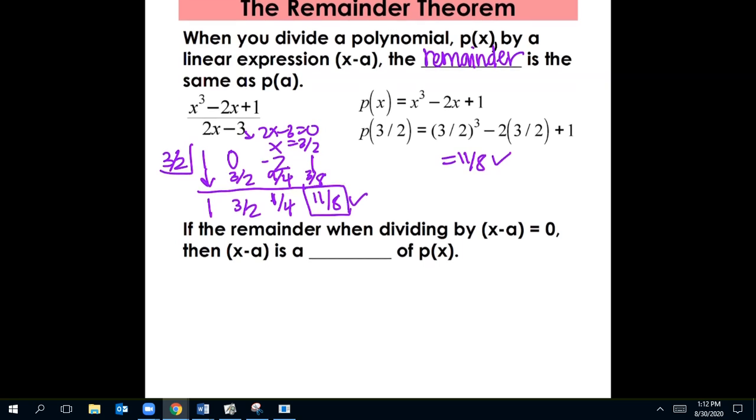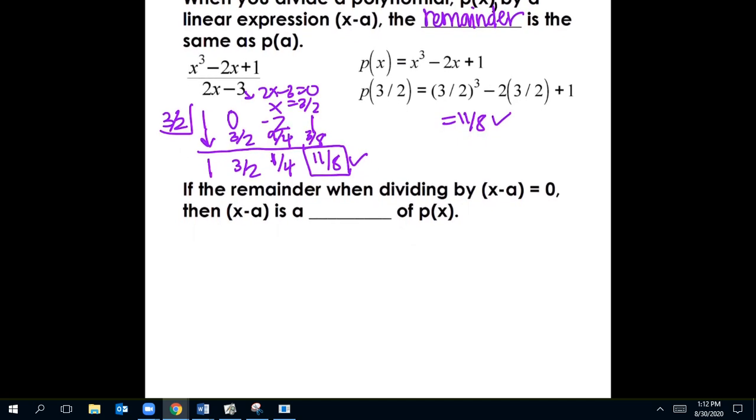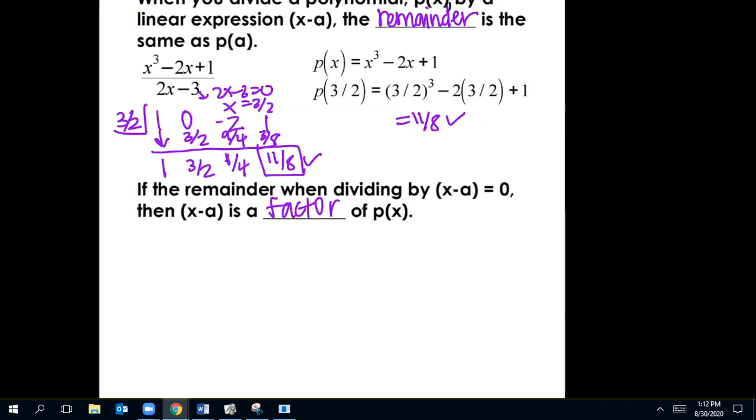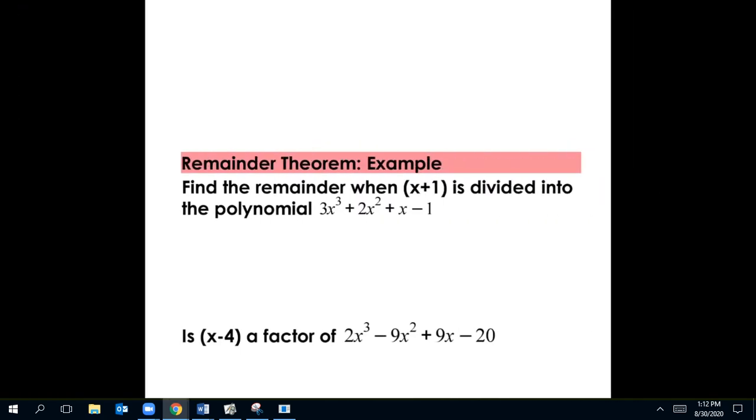So the next thing says if the remainder when dividing by x minus a is 0, then x minus a is a factor of p of x. So when you get 0 in the box, it's a factor or a root or whatever you want to call it. X minus a is a factor, a is a root, etc. Okay, so let's look at 2 last examples.